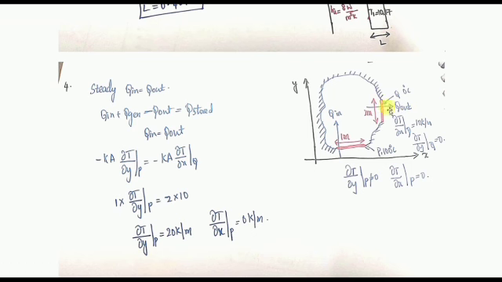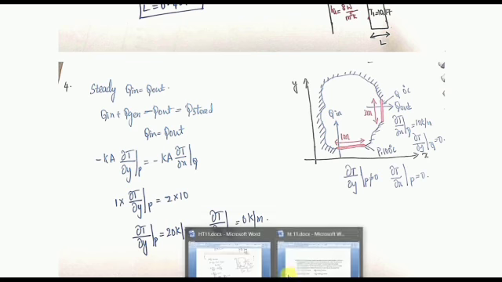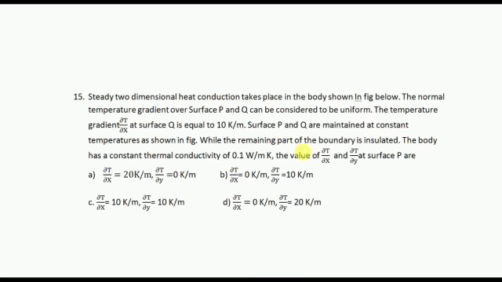Because Y is 0, they are not asking this value. They are asking this value only. We need not bother about this Y. So, dou T by dou X of Q equal to 10, and you will be getting this value 10. Here K value is given to be 2. Here K value is given to be something, 1, I think so. In the question we can see what are the things given. The thermal conductivity is given as 0.1.